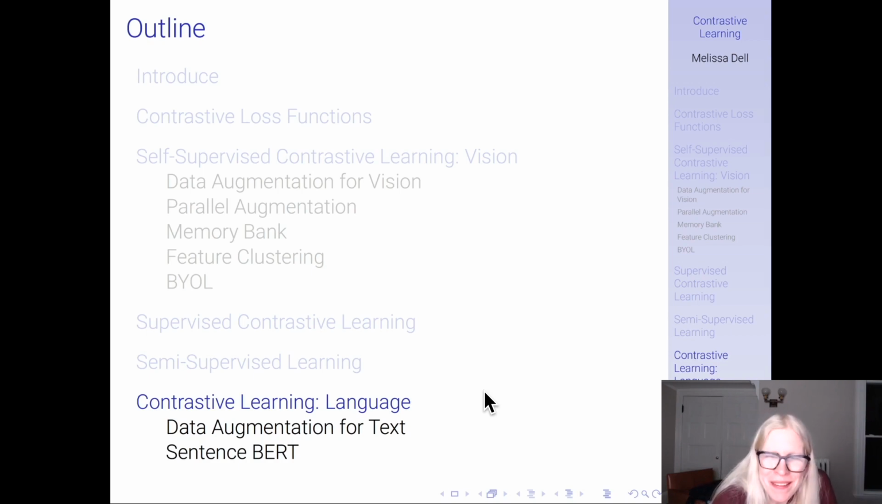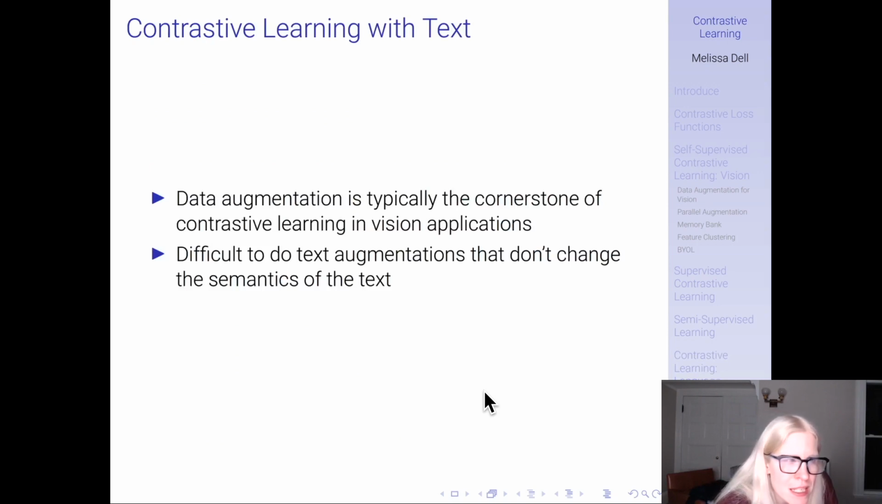And so now in the final part of the lecture, I want to say a word about contrastive learning in the language space. And again, we're going to see this more when we get to applications. So data augmentation is typically at the core of contrastive learning in vision applications. Obviously, it's what powers the model. If you're in a self-supervised setting, even in a supervised setting, you might also do data augmentations. The SupCon paper even includes it in its definition of the loss because it's just assumed that you would do data augmentations. It's actually more difficult to do text augmentations that don't change the semantics of the text.